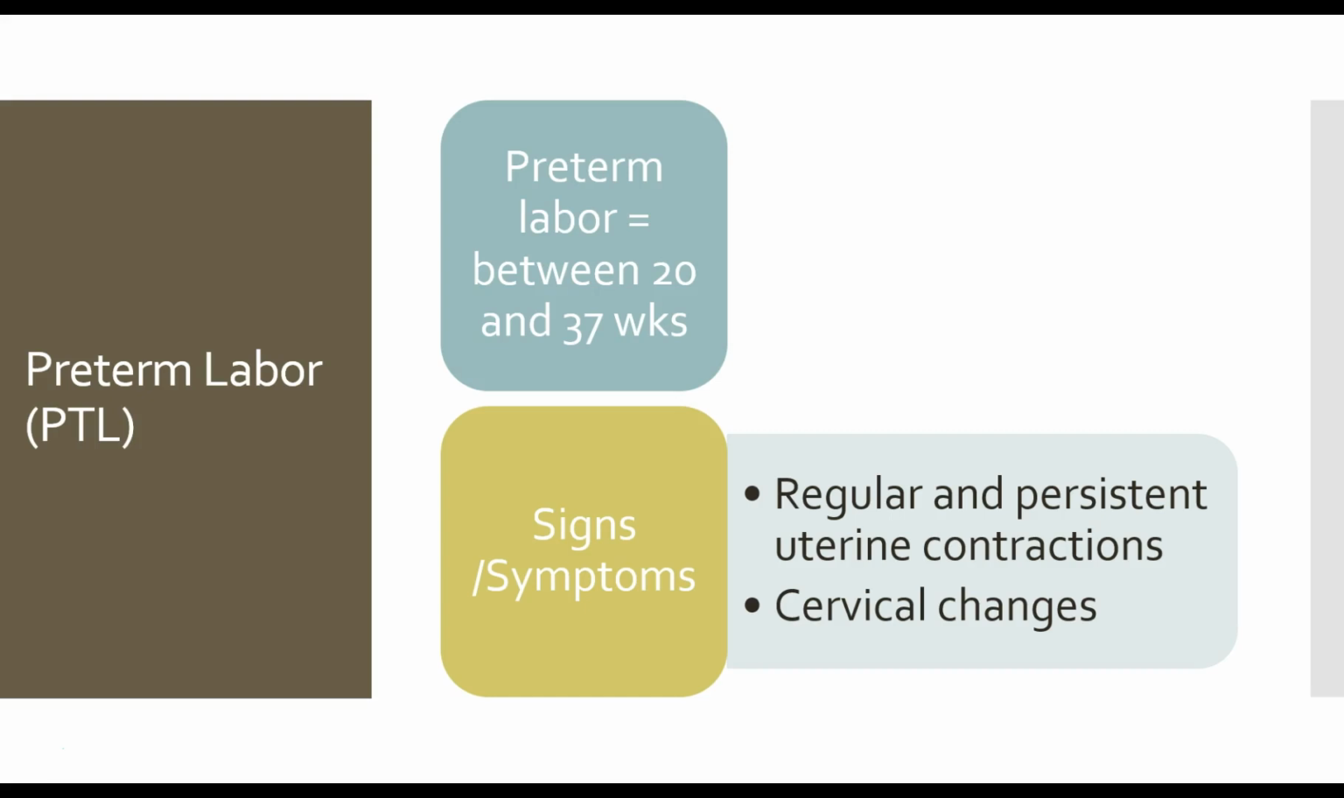Preterm labor is labor that occurs between 20 and 37 weeks. Some signs and symptoms: regular persistent uterine contractions and any cervical changes. There are some risk factors. Obviously, if the woman has had a preterm labor in the past, she's going to be at an increased risk of preterm labor this time. If she's gestational diabetic, that could increase her risk of preterm labor as well.